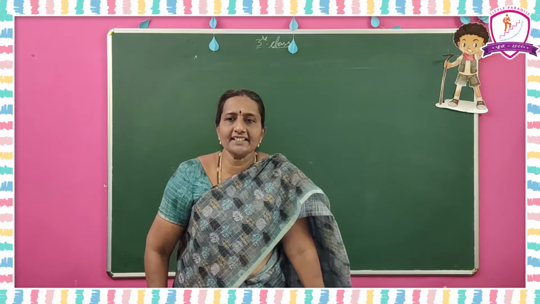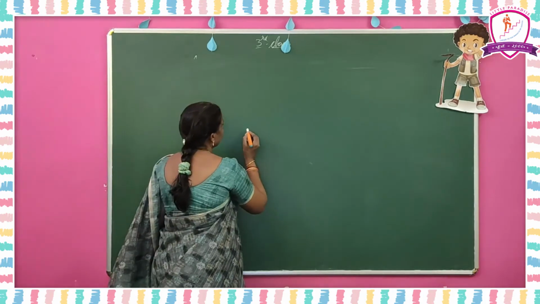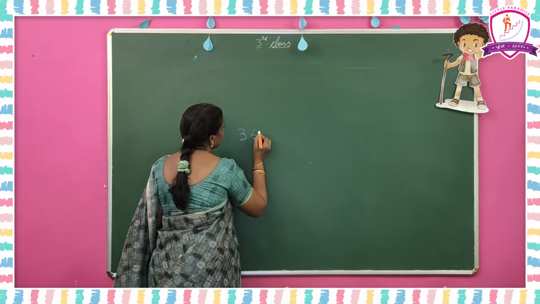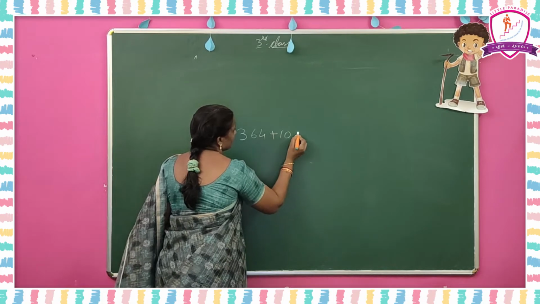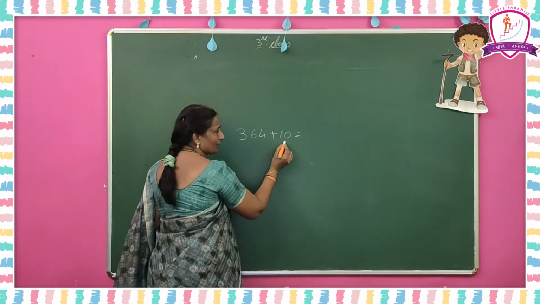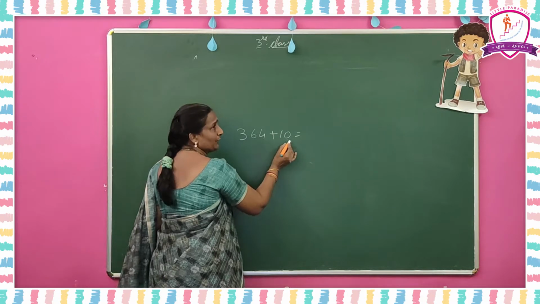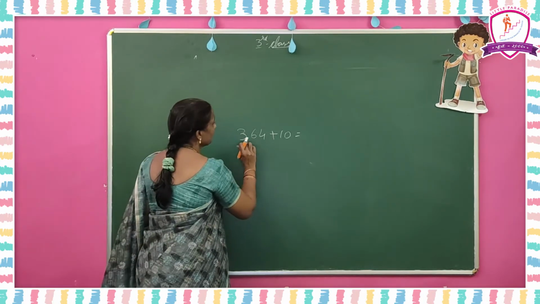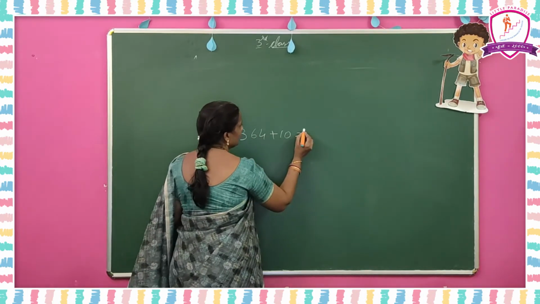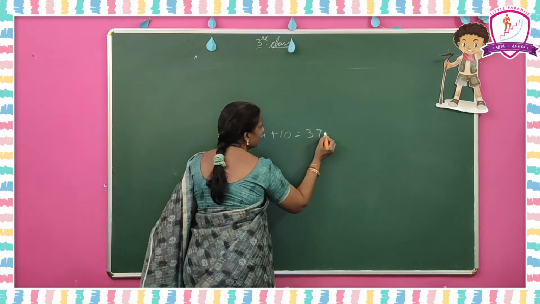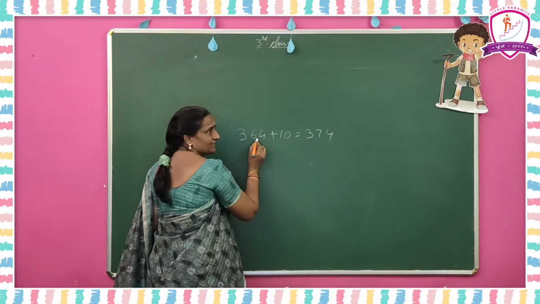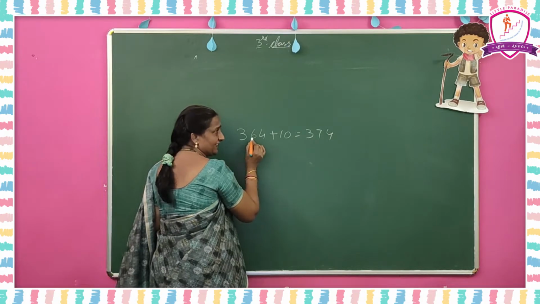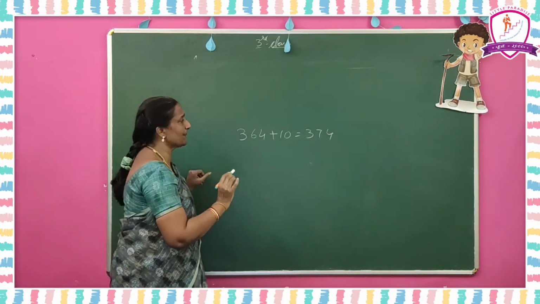When 10 is added to any number, the value of the digit at tens place increases by 1. For example, if we add 364 plus 10. If we add 10 to any number, the value of the digit in tens place increases by 1. The remaining digits remain same. So, 374. The tens place digit is increased by 1.